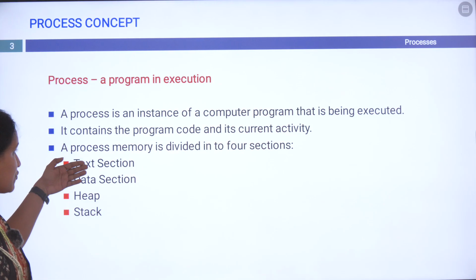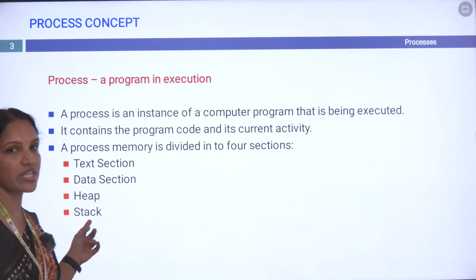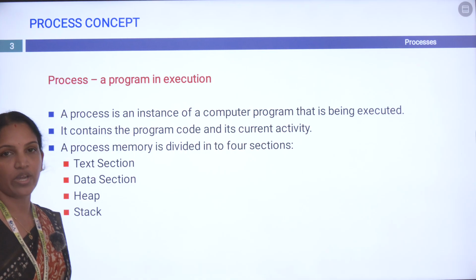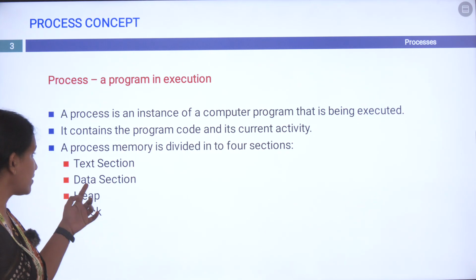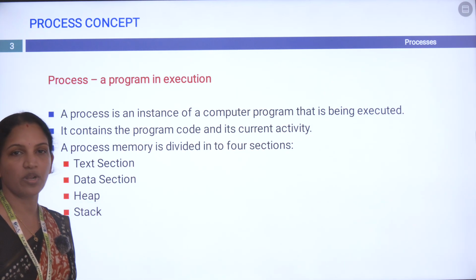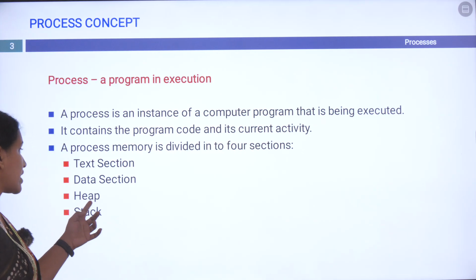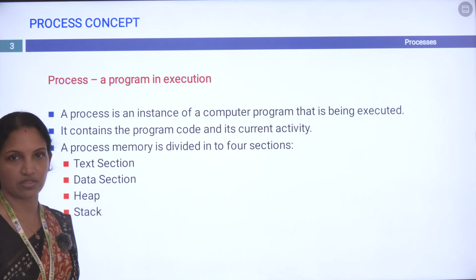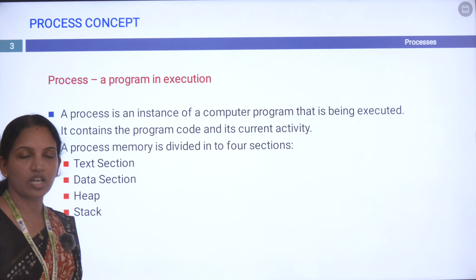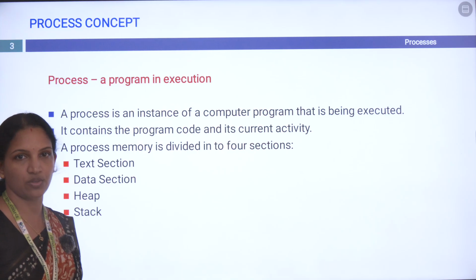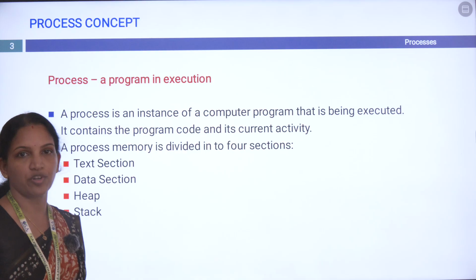And the process has four sections: text section, data section, heap section, and stack section, where the text section covers the instructions. Then the data section contains the global variables and the static variables for the process. The heap section is for dynamic memory allocation. And finally, the stack is for local variables. So when local variables are created, they will be allocated to the stack, and once they are out of scope, they will be removed from the stack.